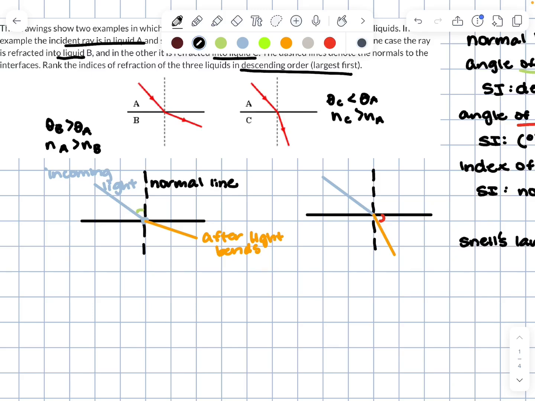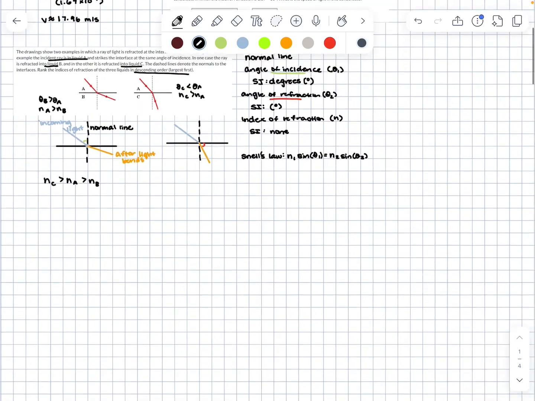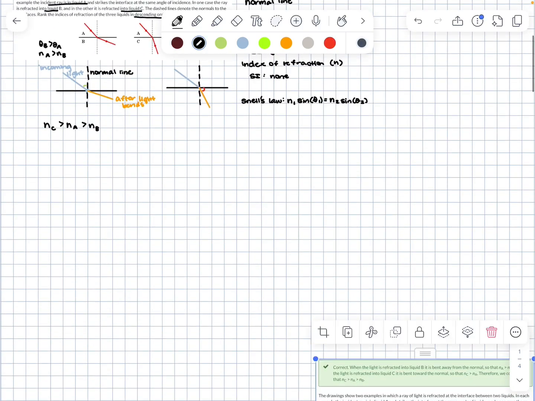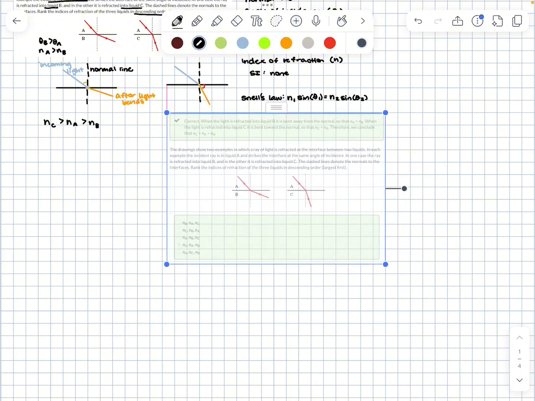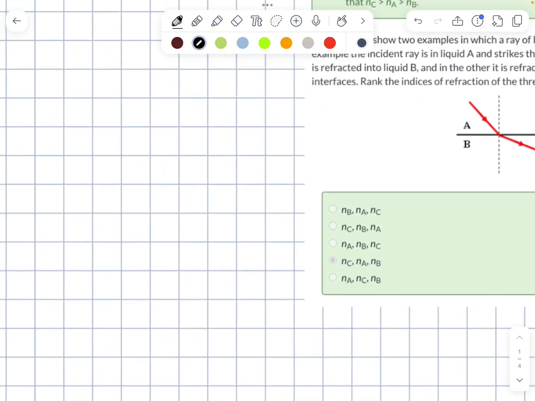Okay? Now we can pair together those two conclusions we made. We know that nC is greater than nA, and nA is greater than nB, so we can put that all together. nC is the greatest, then nA, and then nB. And perfect, we can see if that checks out. Remember, n is the index of refraction. So we ordered them for the three liquids, and perfect, that matches.